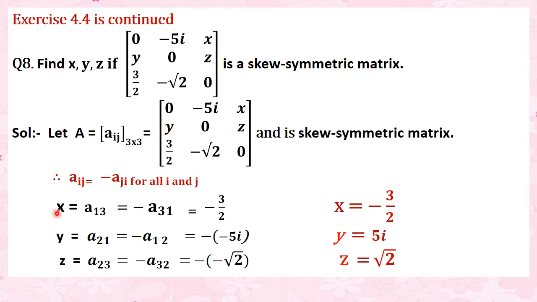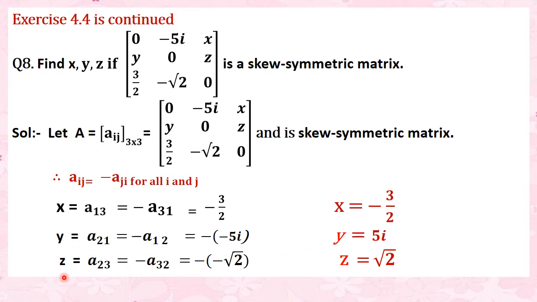So x is equal to A13, and by definition of skew symmetric matrix A13 is equal to minus A31. A31 is given, the element 3 upon 2, so minus 3 upon 2, that means x is equal to minus 3 upon 2. And y is equal to A21, which is equal to minus A12 by the condition, and A12 is minus 5i. So minus of minus 5i is equal to 5i. So y is equal to 5i.